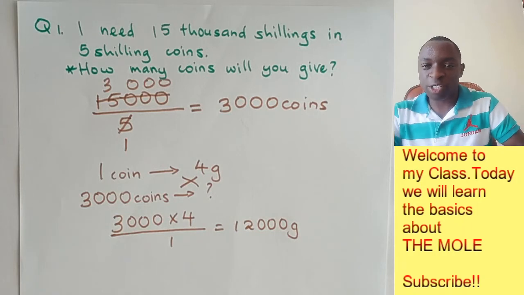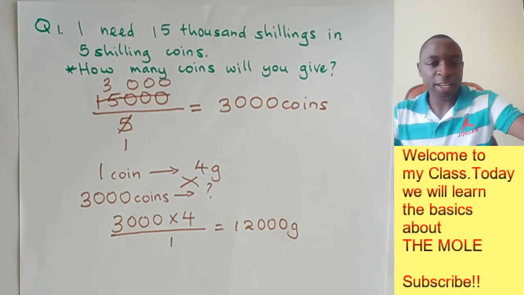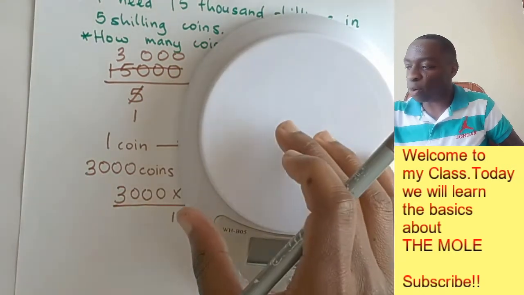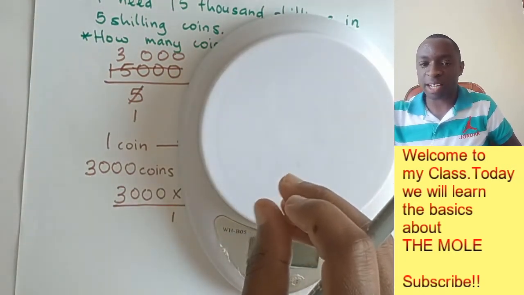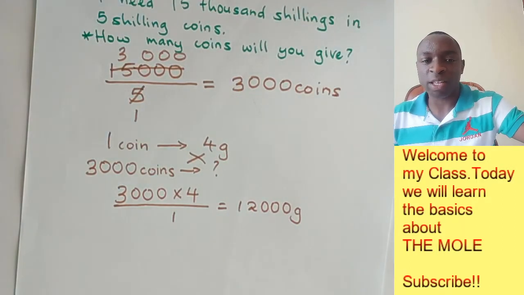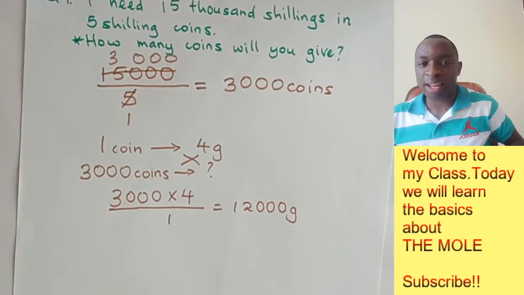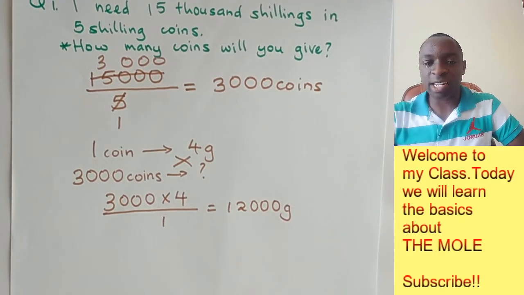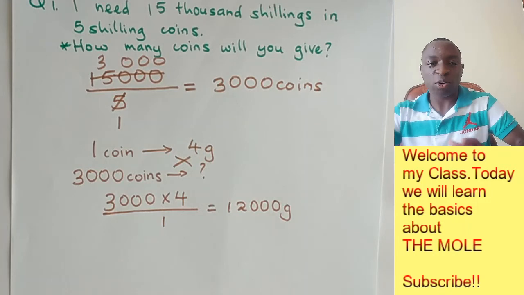So all you need to do is get your scale, just like I did last time, and then you put in 12,000 grams of coins, and that's it. Some easy. Within a short time, you have 3,000 coins of 5 shilling coins. So you can see it is an easier way of trying to count so many things within a very short time.